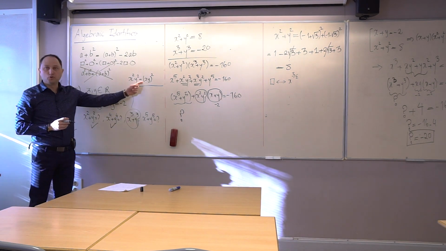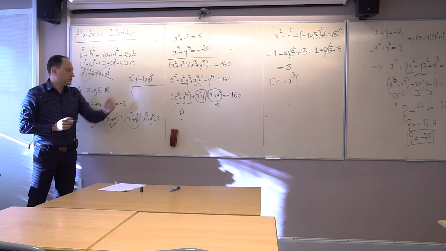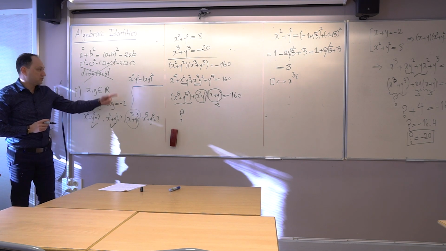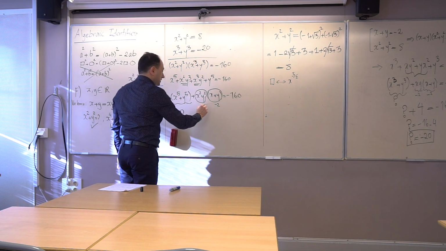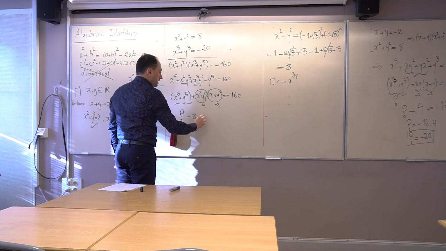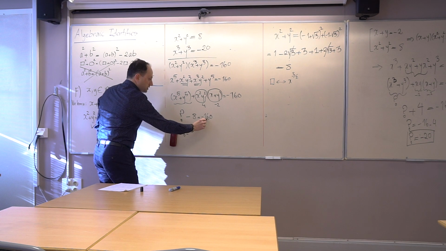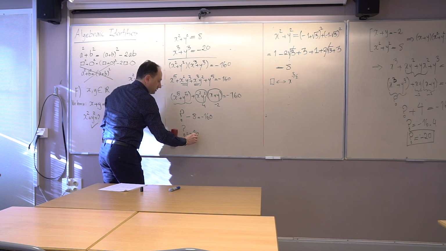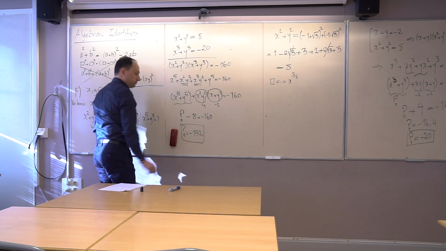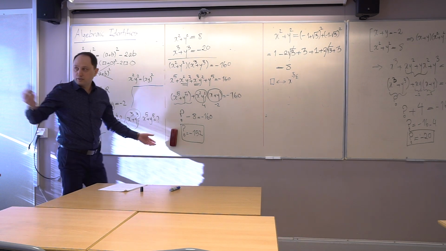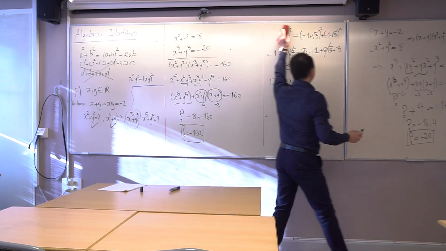Because I have it on the board. x^2 y^2 is (xy) to the 2, so it is (-2) to the 2, which is 4. So this is 4. So it becomes minus 8 plus the question mark is minus 160, and then the question mark is minus 160 plus 8, it's minus 152. So that's the answer. Okay, another strategy you wanted to talk about, and then we will finish.